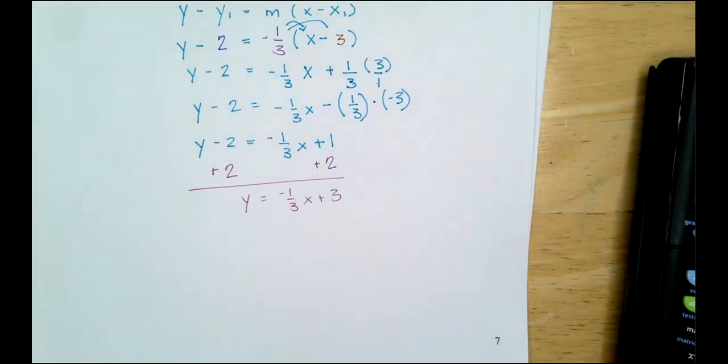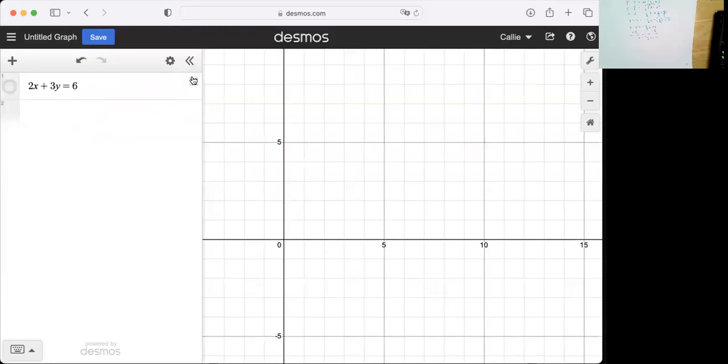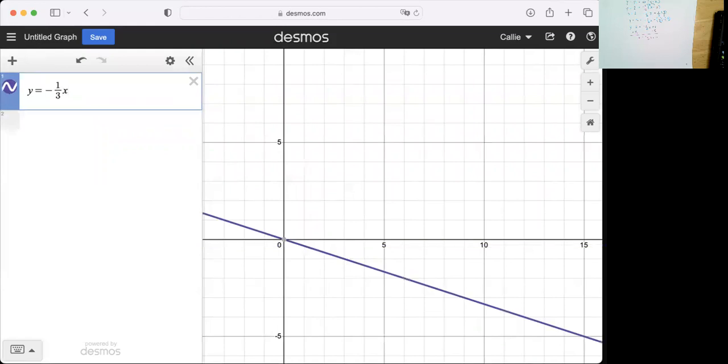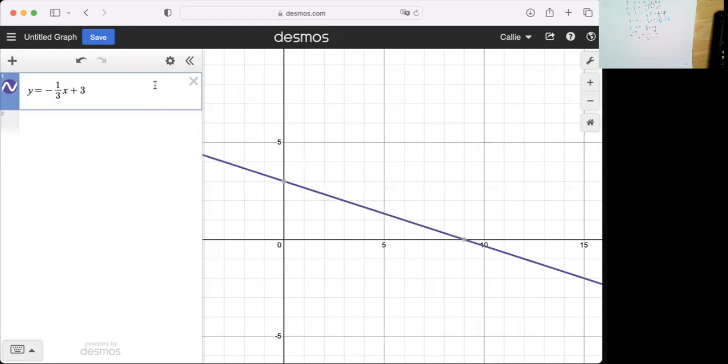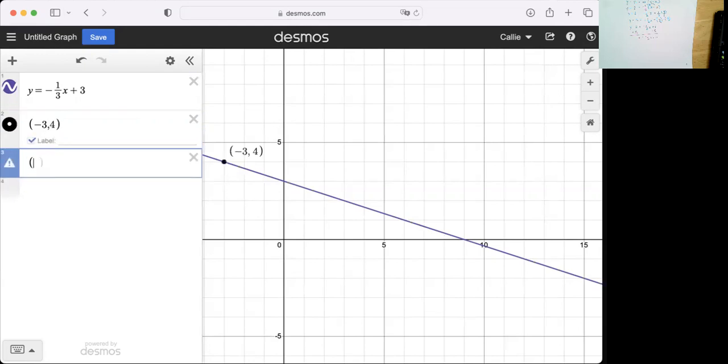You can also check it in Desmos this way. So here is the equation. Y equals negative 1/3 x plus 3. Don't put the x down here. Make sure it's either up here or to the side. And then graph your point negative 3, 4. Make sure it's on that same line. And then graph the point 3, 2. Make sure it's also on that line. So that's another way to check.